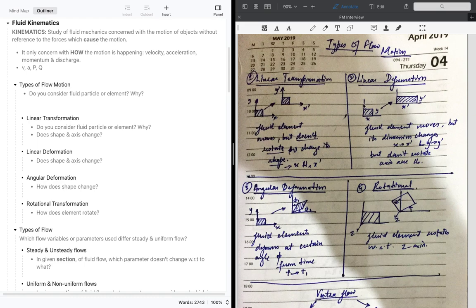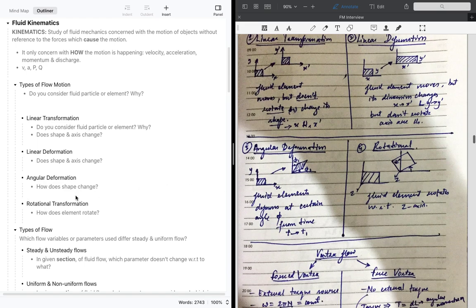The second is linear deformation. In linear deformation, the shape changes linearly in a particular direction, but it doesn't rotate, and the axes are also parallel. The third one is angular deformation. In angular deformation, the fluid element deforms at a certain angle, phi or theta, at a given time from t to t1. In rotational transformation, the element rotates with respect to an axis. So that is the definition.